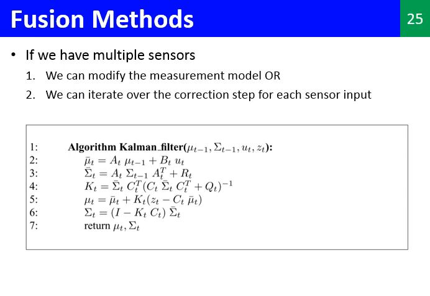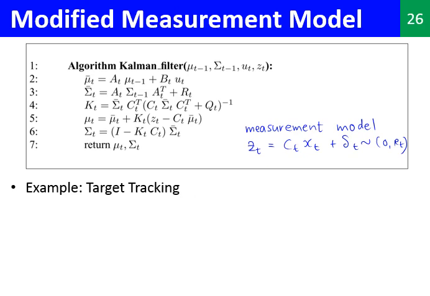There are two main ways to fuse measurements from multiple sensors. The first approach is to have a single measurement model that takes into account all the measurements. And the second approach is to iterate over the correction step for each sensor input. So in the coming slides, we will have a look at them in more details. We can understand the two approaches better if we take an example. So let's take the same target tracking example and let's assume there are two sensors providing measurements.